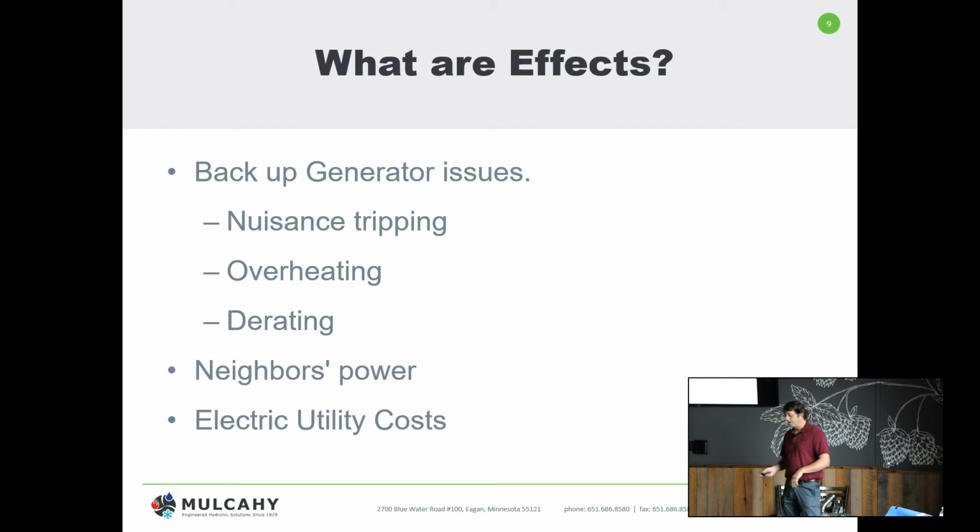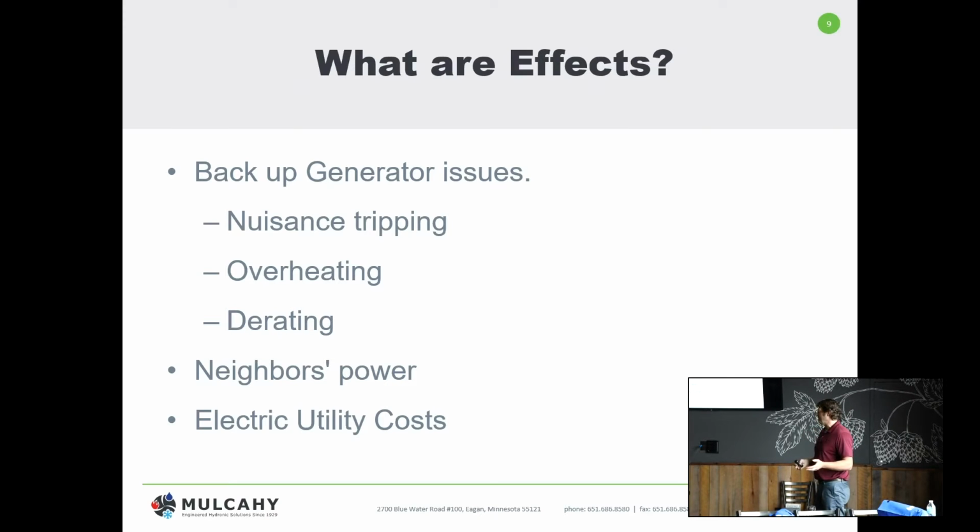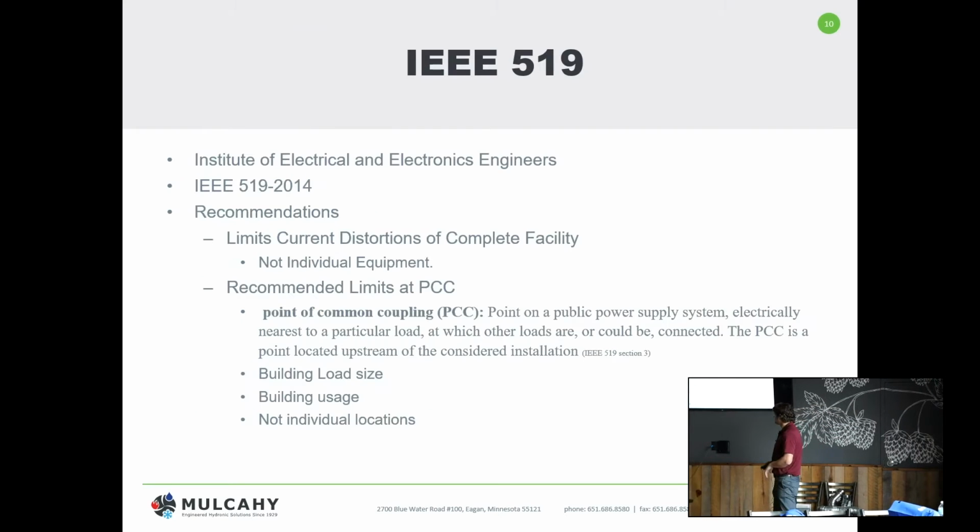Basically, with enough harmonics, you could be creating voltage distortions within the utility company, which will then start affecting your neighbor's power and increase your utility costs.